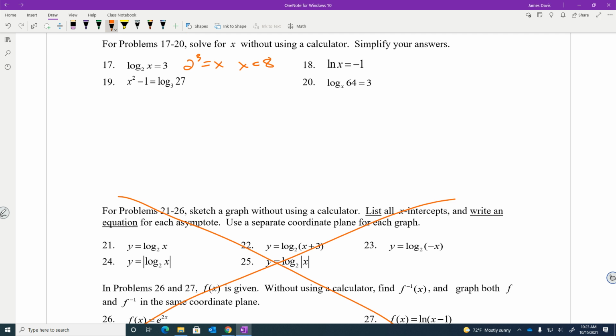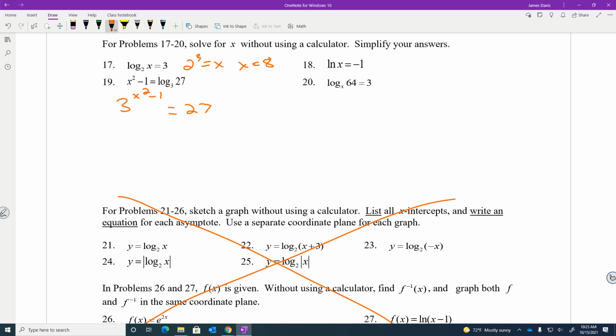Ooh, 19 is a little bit more challenging. What do you guys do first? Remember I said exponential form is generally always easier, right? So let's take that to exponential. Three to the x squared minus 1 equals 27. So it's always the base becomes the new big number. The other side becomes the exponent, and then that big number goes to the other side.